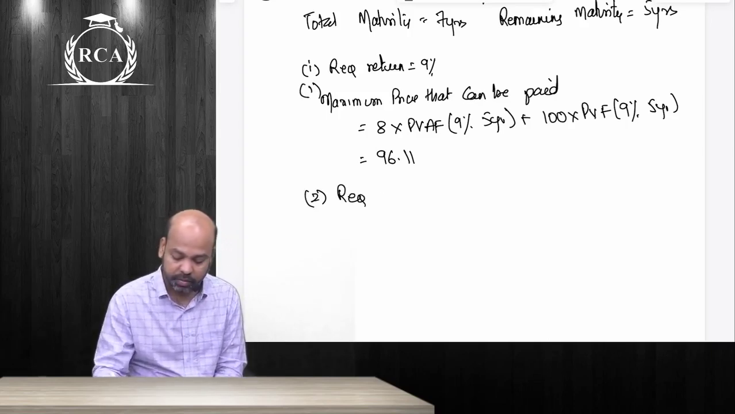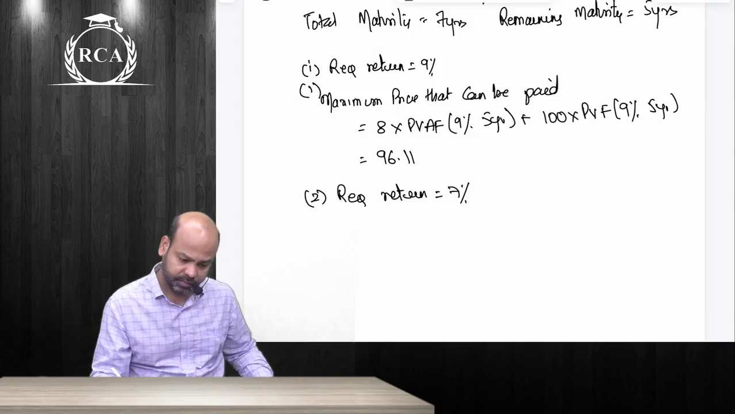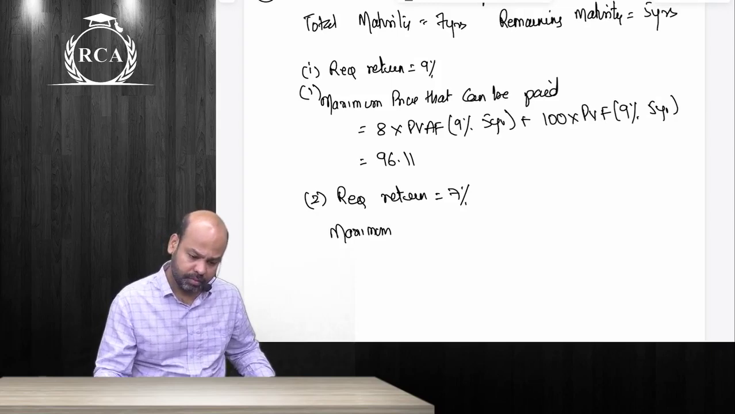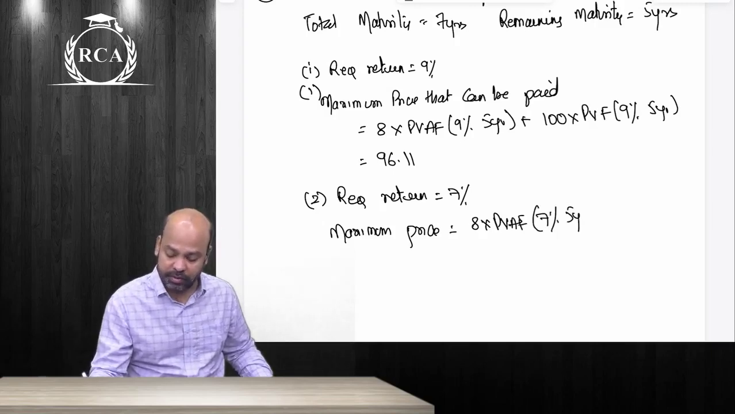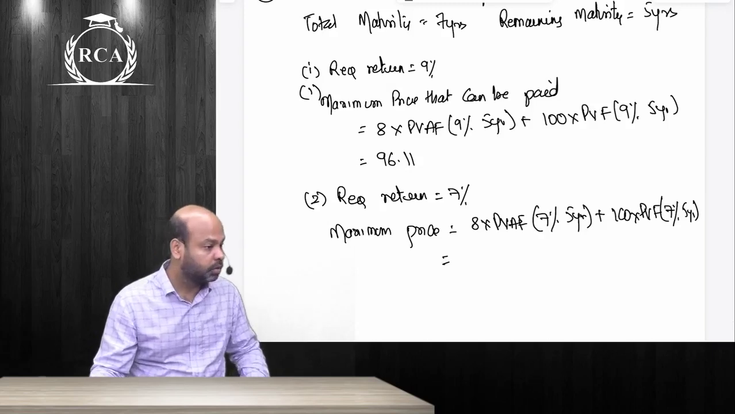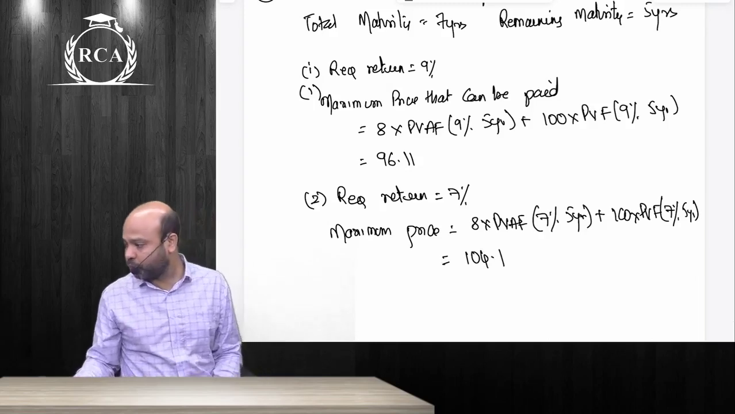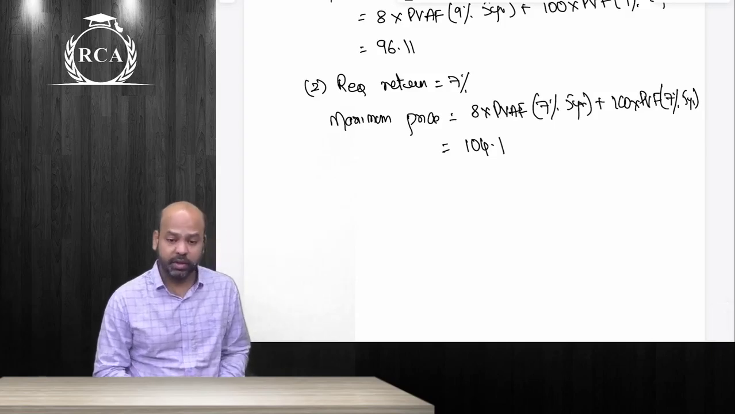Required return is 7%. What is the maximum price, guys? Maximum price, beta, will become the same thing. You'll have to now discount at 7%. 8 rupees into PVAF at 7% for 5 years plus 100 rupees multiplied by present value factor at 7% for the 5th year. 104.1. 104.1, beta, will be the present value or the fair value of the bond if the required rate of return is 7%.